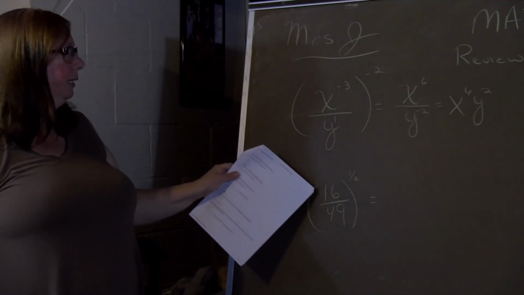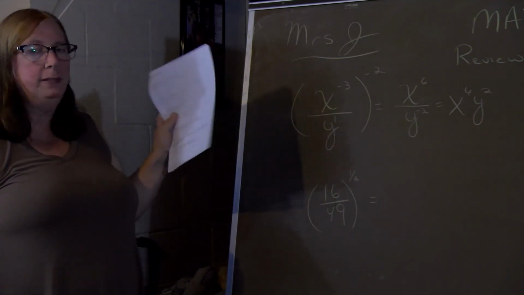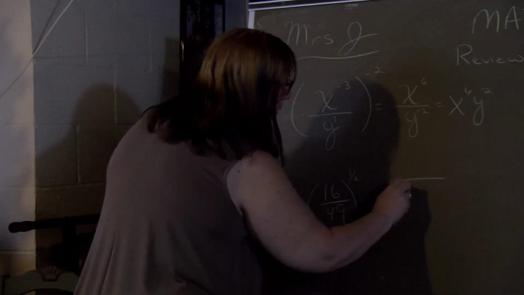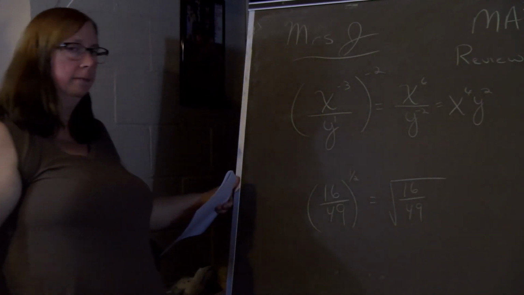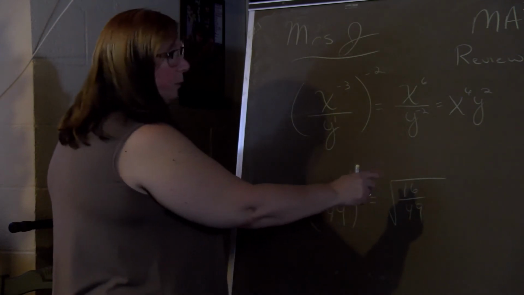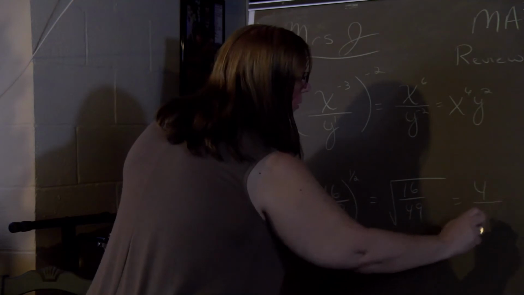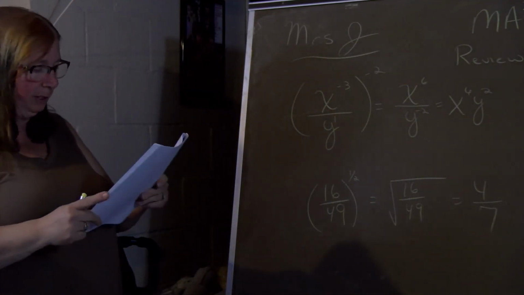This one we have 16 over 49 to the 1/2. Remember, 1/2 is the same as the square root. And then we know 16 is 4 times 4. So the square root of 16 is 4. And the square root of 49 is 7, because it's 7 times 7.